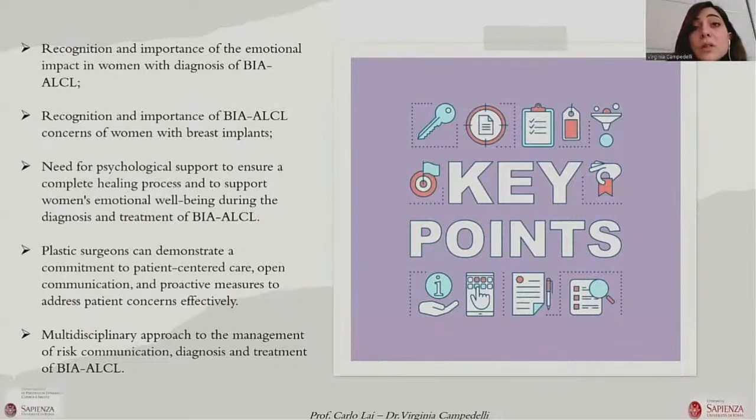Then, psychological support is essential to ensure a complete healing process, to support women's emotional well-being during all the care process. Then, plastic surgeons must ensure patient-centered care, open communication, and proactive measures to effectively address patient concerns. And in the end, the multidisciplinary approach is fundamental to management of risk communication, diagnosis, and treatment of this lymphoma.